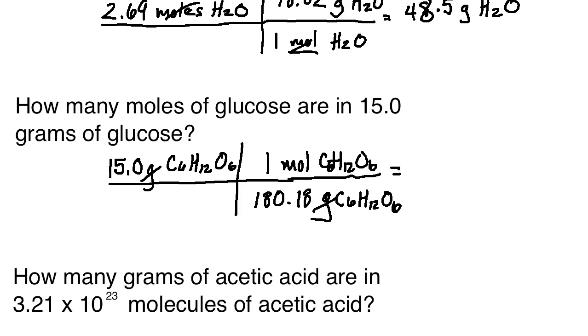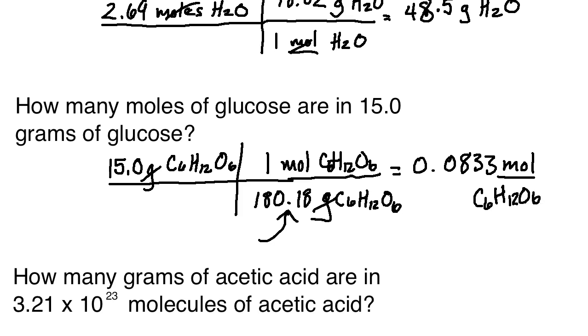If I take 15 and I divide 180.18, then what I should end up with, what you should get, is something along the lines of this. Again, your last decimal place might be slightly off depending on what value you plugged in right here. All right, so that's the number of moles of glucose that would be in 15 grams of glucose.